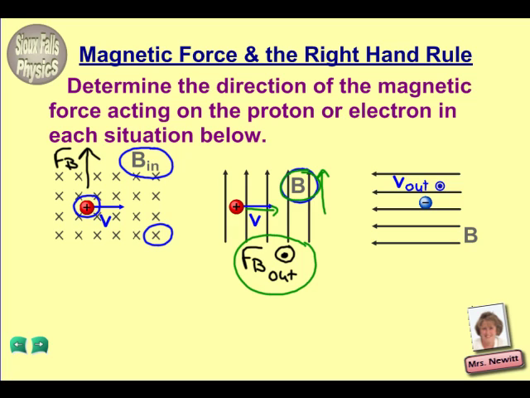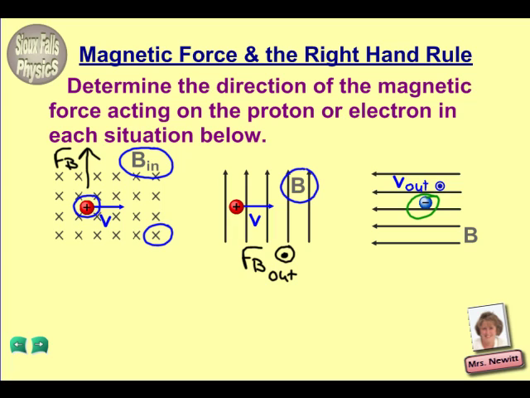Finally, we have our third situation. And here we have one major change. First of all, the velocity is in the outward direction, as we can see again by our little shortcut. And secondly, the particle that we are dealing with is an electron. So it is a negatively charged particle.